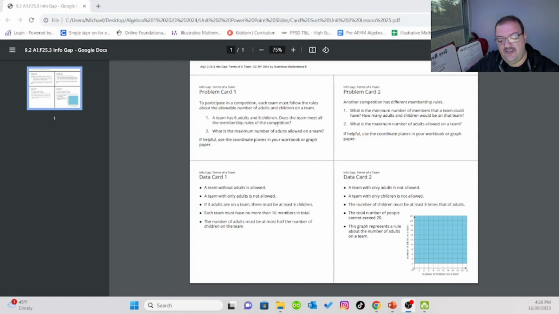If we have 5 adults, twice as many children would be 10. 5 plus 10 is 15. We're still under the 16-person limit, so we could have 5 adults. Now if we try 6 adults, twice 6 is 12, so there would need to be 12 children, and 6 adults plus 12 children would be 18 members, which is more than the 16-member limit, so we could not have 6 adults. 5 adults is the maximum number of adults that we could have on the team.